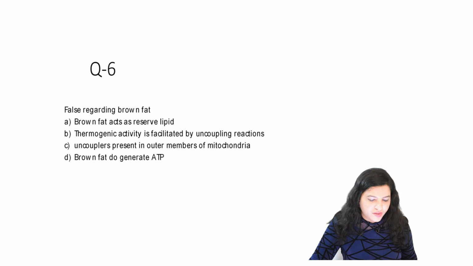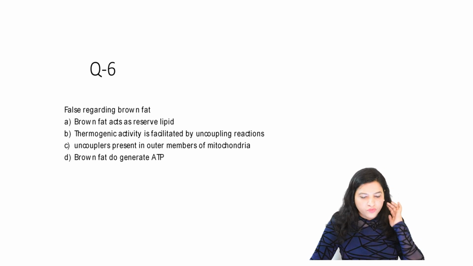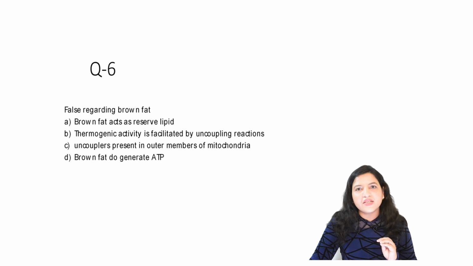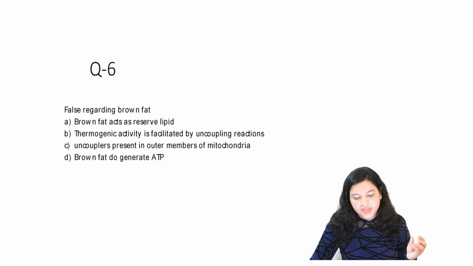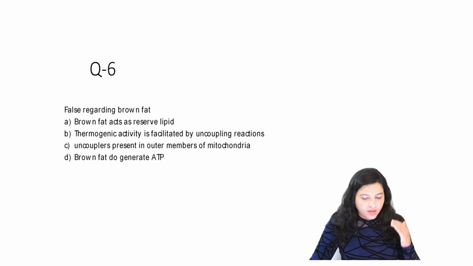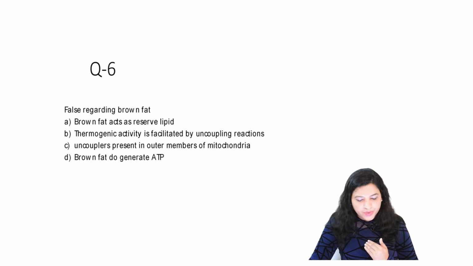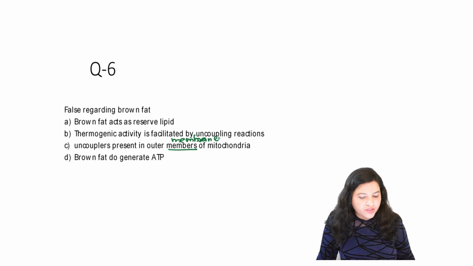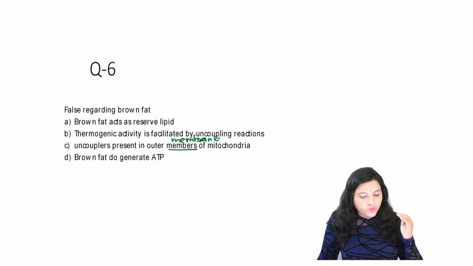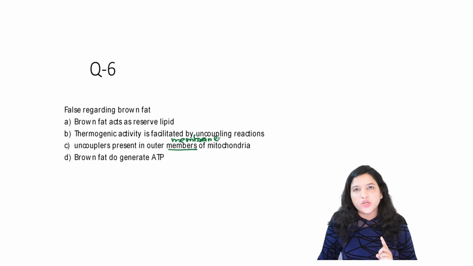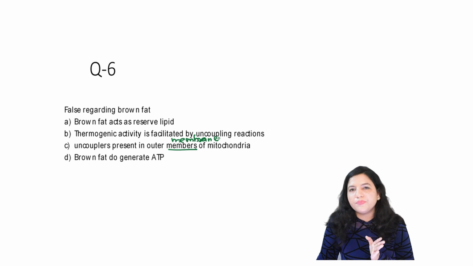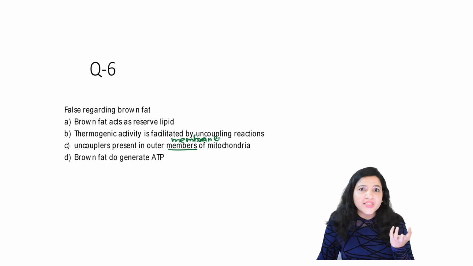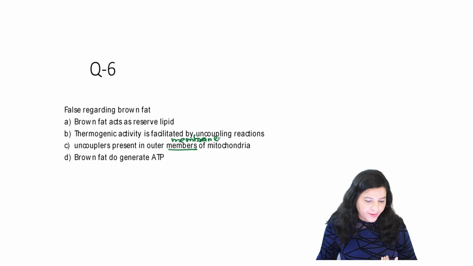Going to question number 6, false regarding brown fat. Brown fat acts as a reserve lipid. Thermogenic activity is facilitated by uncoupling reactions. The uncouplers are present in the outer membrane of the mitochondria. Brown fat does not generate ATP. So false is the question here. We'll see the first option, brown fat acts as a reserve lipid. That is not completely correct, but we'll see for the best answer here.